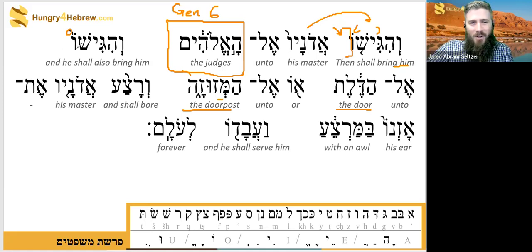All right. Vehi gisho, and he shall bring him el hadelet, to the door, o el ha mezuzah. So the mezuzah is the box that has the Shema, sometimes the Ten Commandments, a passage from Numbers, sections of the Torah where it says, you shall write these on your doorposts and on the gates. The mezuzah is the halacha. It's the way people walk out that commandment. They put it on a scroll. They put it in a little box on the door.